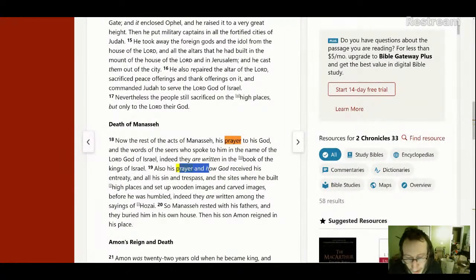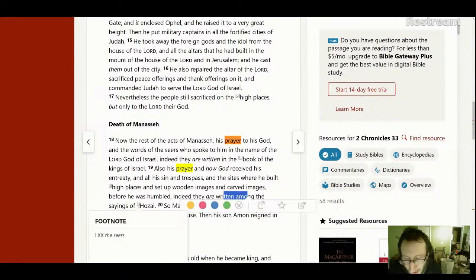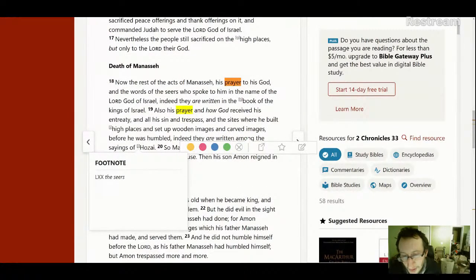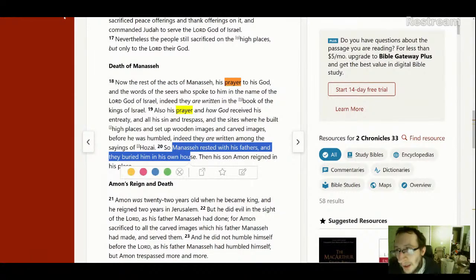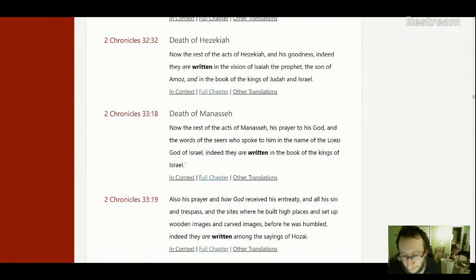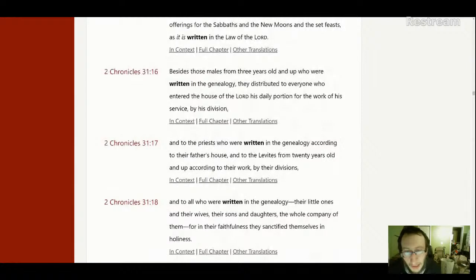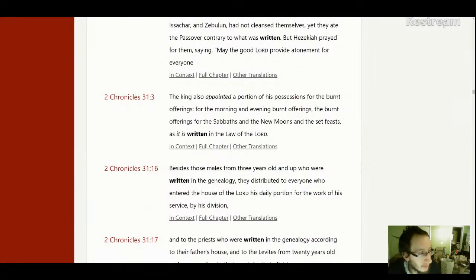His prayer and how he received his entreaty and all his sin and trespass, they are written among the sayings of Haggai. The Septuagint says the seers. So the sayings of the seers, the prayer of Manasseh is written in that. And so the prayer of Manasseh, we know from the Apocrypha. So the prayer of Manasseh is corroborated in Second Chronicles. Okay, and then there was one that we missed.